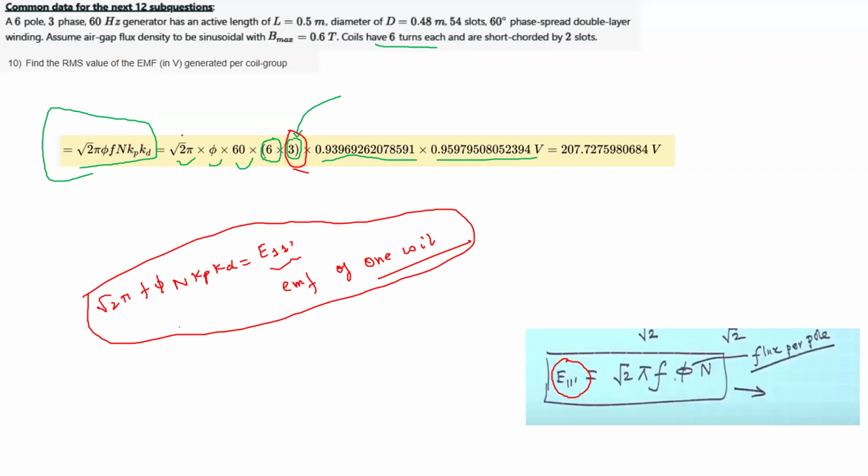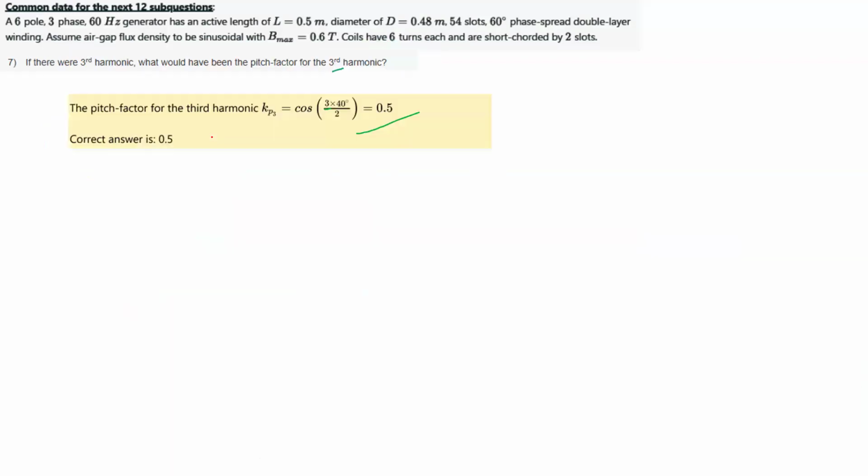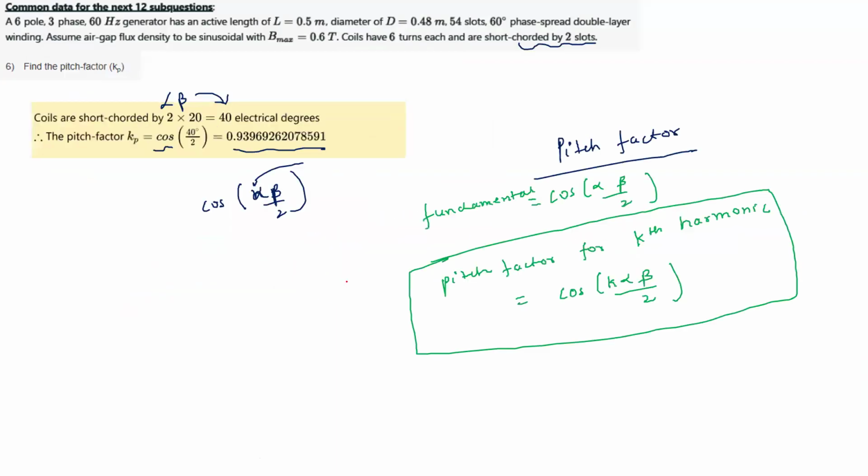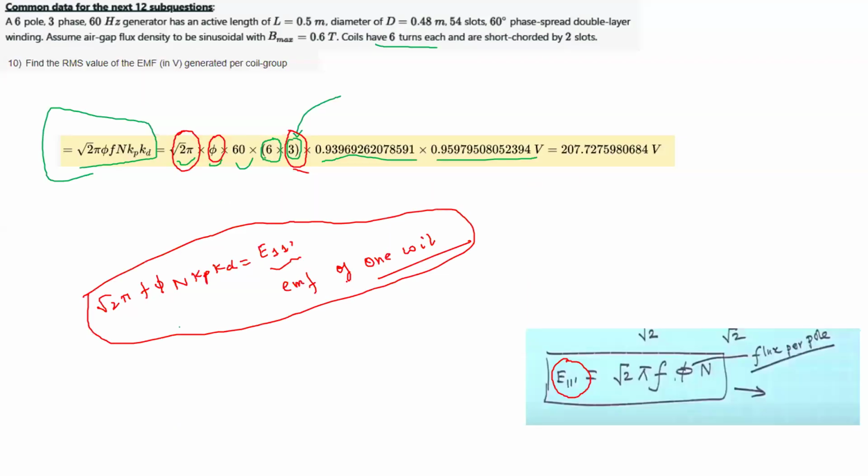So in this formula, we know root 2 pi. We have found flux per pole phi in this. You can see the previous assignment. So we have found flux per pole using this formula. Okay. Phi. So this is flux per pole phi. We have also obtained frequency. We know it as 60. The number of turns is 6. Kp kd also we know. But what is this 3? You know, this 3 is because they're asking the RMS value of the EMF generated per coil group.